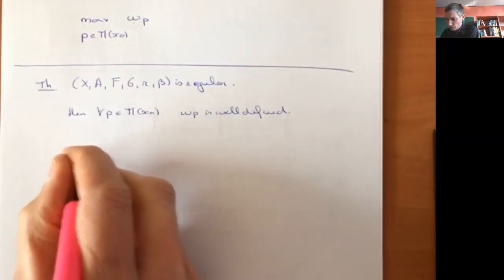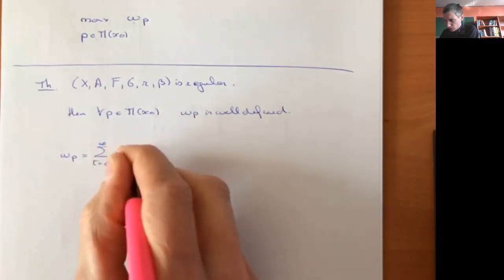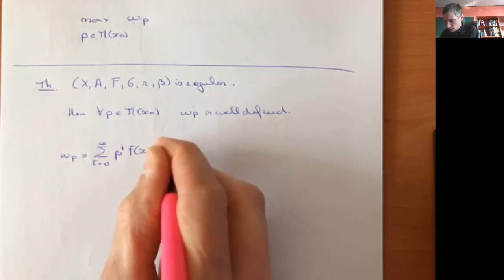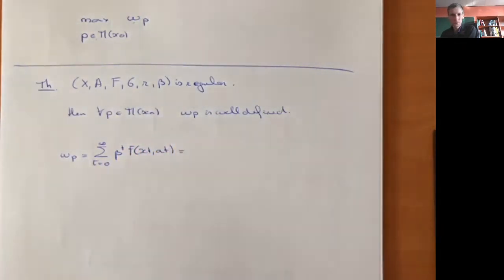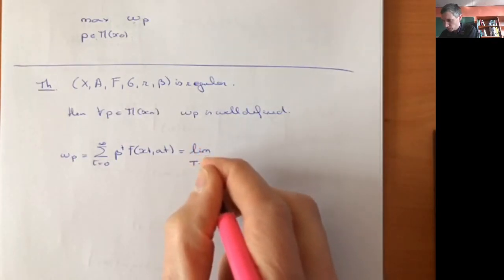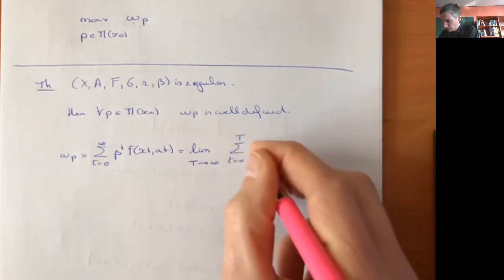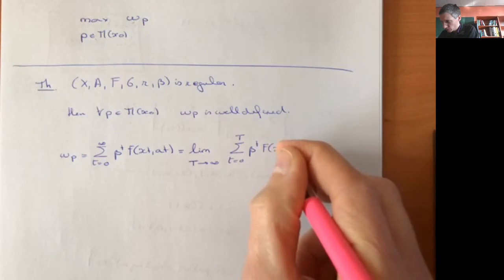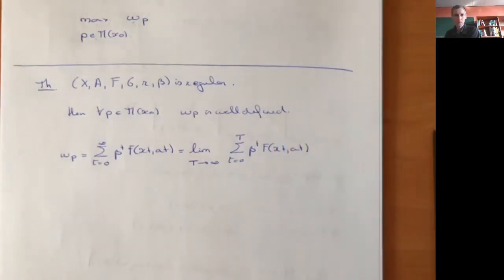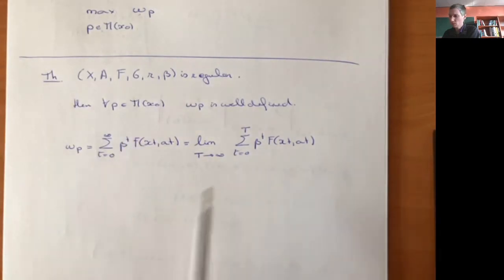So what is W(P)? Well, it's the infinite sum of beta to the power t of f(xt, at), and an infinite sum is nothing else than the limit. So it's the limit for t going to infinity of the finite sum from t0 to T of beta to the power t f(xt, at). So you could say, where does this come from? Well, this is basically the definition of an infinite sum, right? An infinite sum is the limit of a number of finite sums.